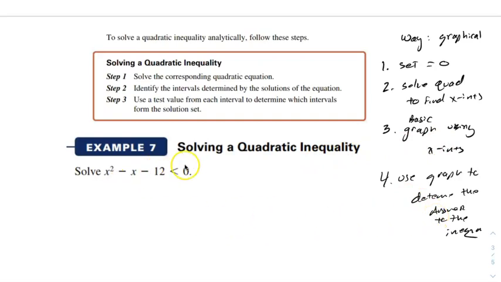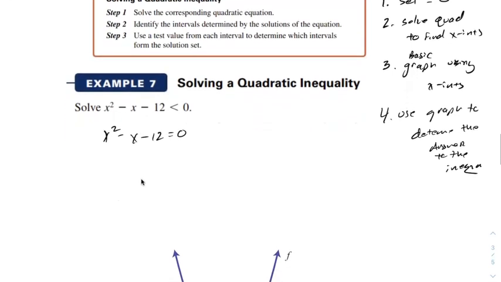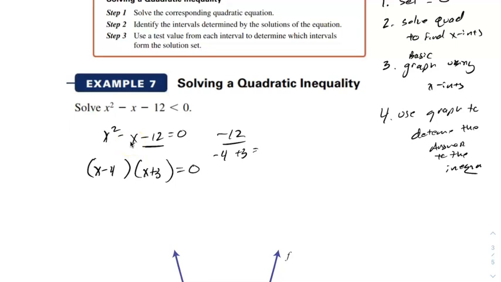So look at this one here. It's already set equal to 0 for us. We just got to solve x squared minus x minus 12 is equal to 0. So the easiest way to solve this is by factoring. You can also do the quadratic formula, but factoring is by far the easiest here. Two things that multiply to get negative 12 and add to get negative 1 would be negative 4 and 3. If I multiply those two, I get negative 12. If I add those two, I get negative 1. So my factors are x minus 4 and x plus 3 equals 0.